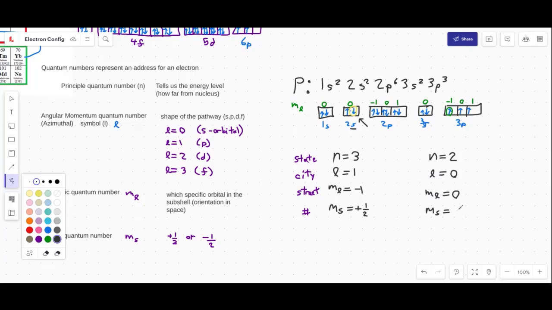What's the m sub s? How about minus 1/2? Minus 1/2 works. So that is a possible set of 4 quantum numbers for that electron.